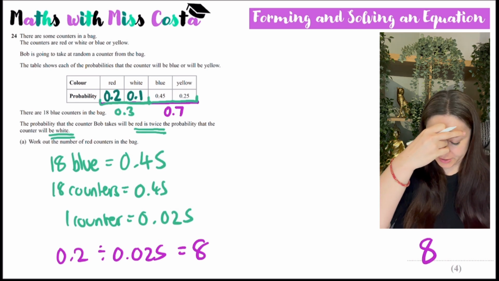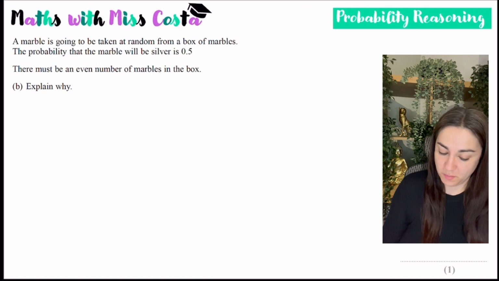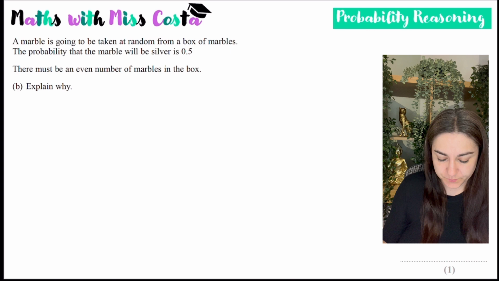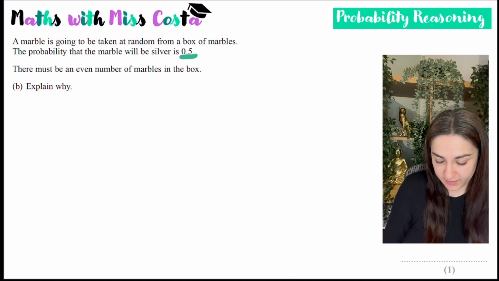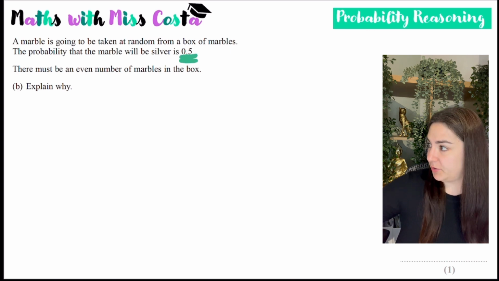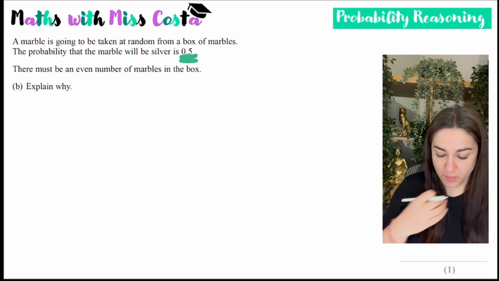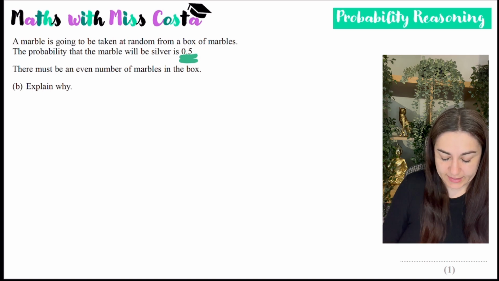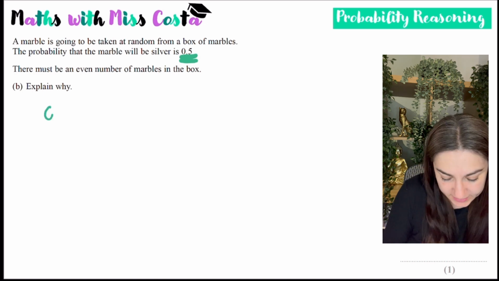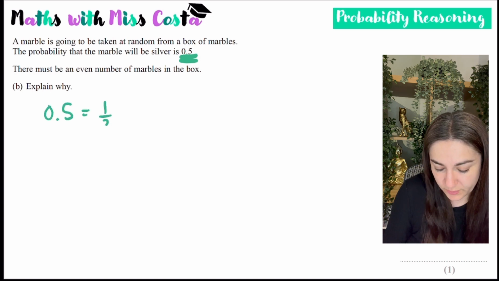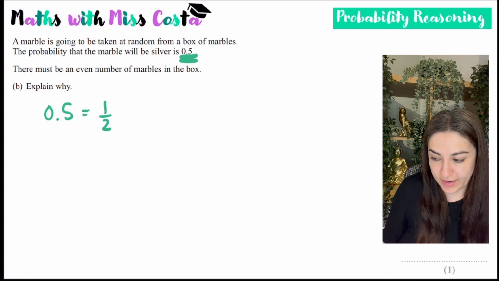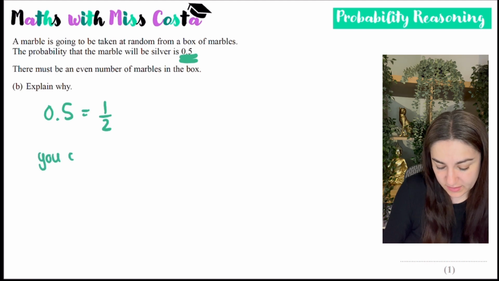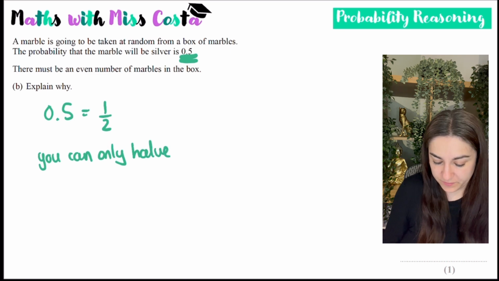This is quite a tricky question. I'm told that a marble is going to be taken at random from a box of marbles. The probability that the marble will be silver is 0.5. I'm told there must be an even number of marbles in the box. Explain why. Well, 0.5 is equal to a half. And a half of something, you can only halve whole numbers. You can't have half a marble.